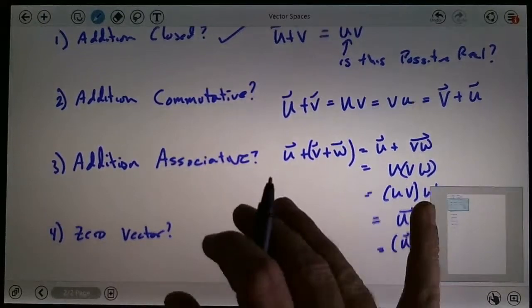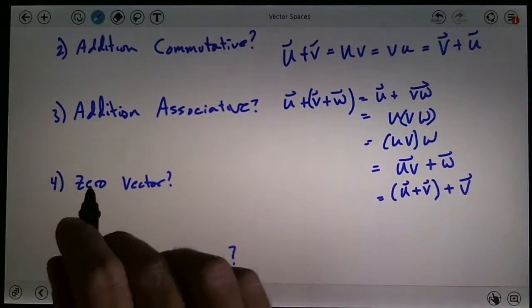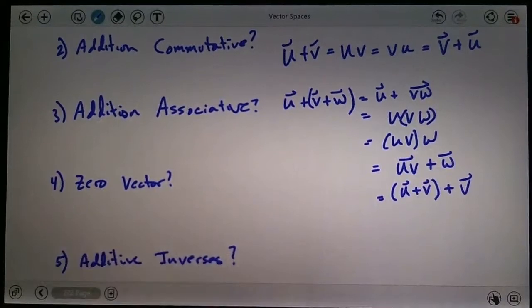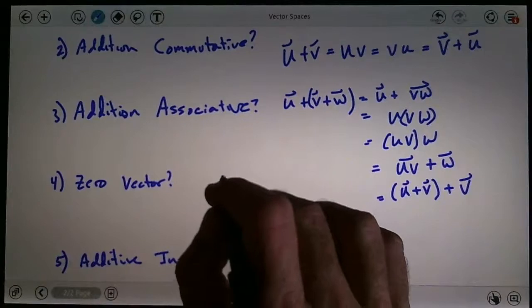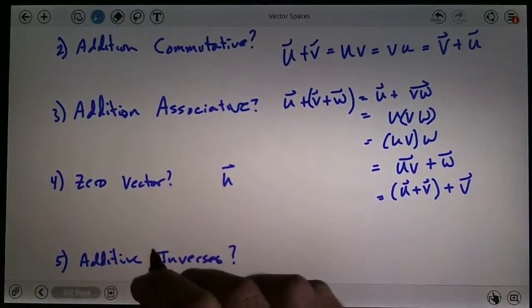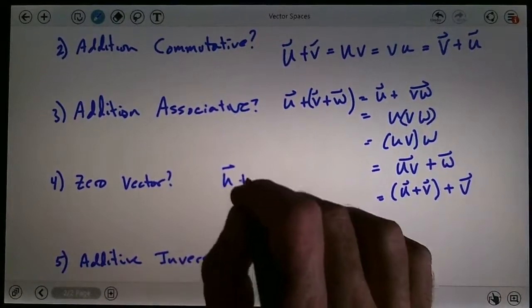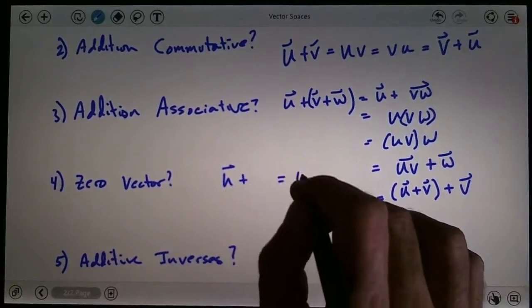Okay. Is there a zero vector? Is there an additive identity? So given any vector u, is there something you can add to it that's going to end up with u again?